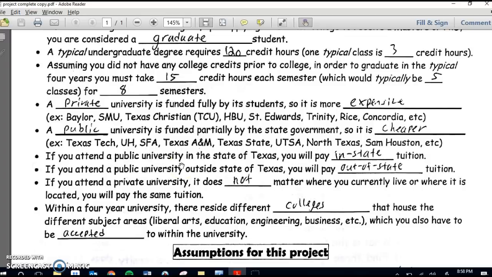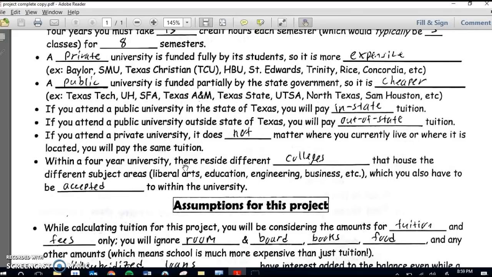If you attend a public university in Texas, because that's where you live, you pay what's called in-state tuition. And if you attend one that's outside of Texas, you pay out-of-state tuition. Like I went to Grand Valley and I lived in Michigan, so I paid in-state tuition. If I would have moved to Texas after I graduated high school and went to a school in Texas, then I would have had to pay out-of-state tuition. Out-of-state tuition is more expensive than in-state tuition. For private universities, it doesn't matter whether you're in or out of state, you pay the same amount.